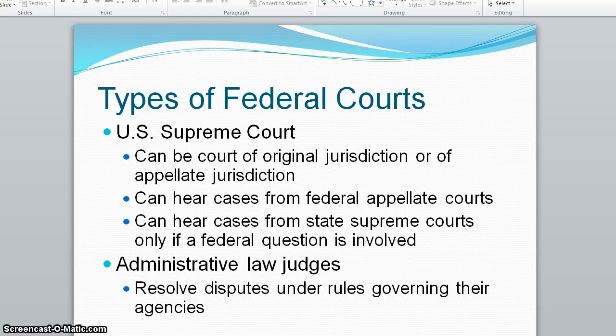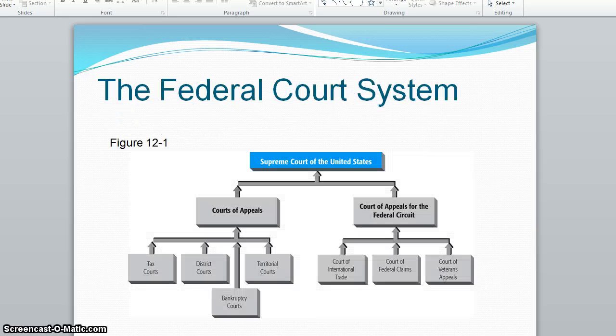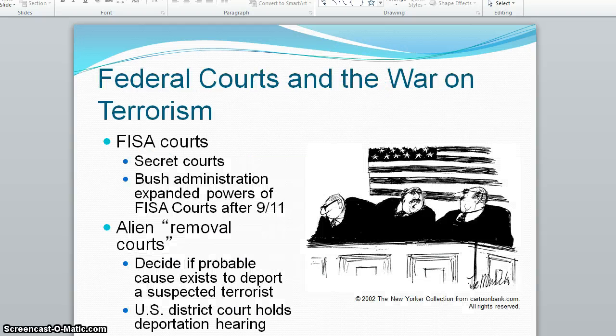Beyond the federal court system, the executive branch may employ administrative law judges who resolve disputes arising from various roles governing federal agencies. Here you see the federal court system with the Supreme Court, the courts of appeals, and the district courts.